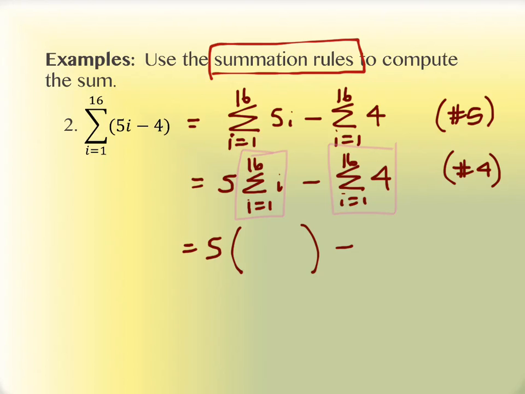Property number 2 says that I should take the n value. So what is my n value? 16. I should multiply it by what value? 17, exactly one bigger, and divide by 2. This gives me the sum from 1 to 16. Okay? This is property number 1.